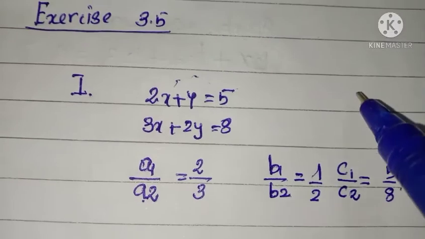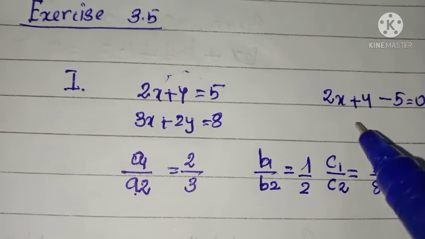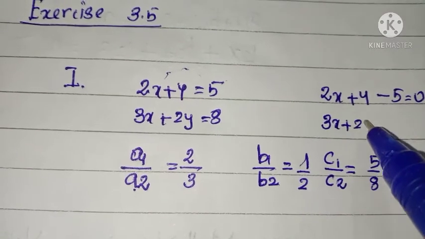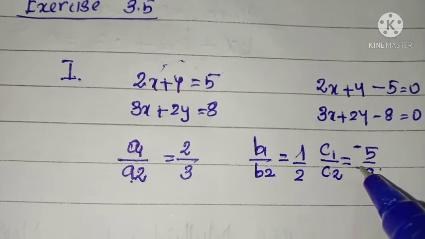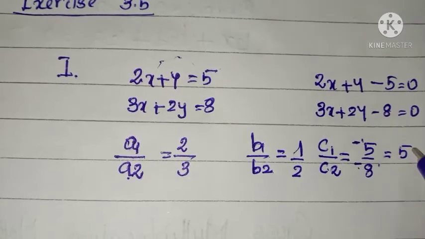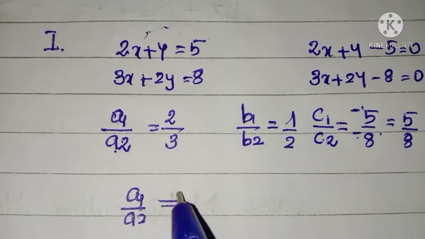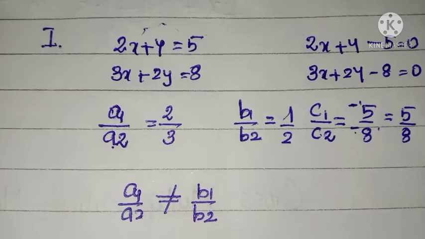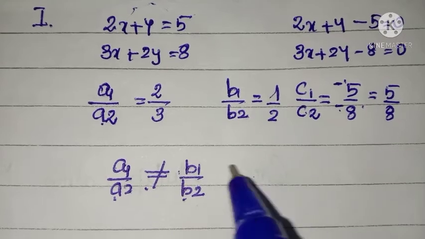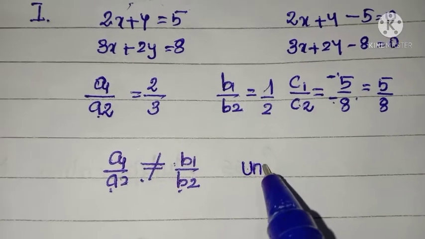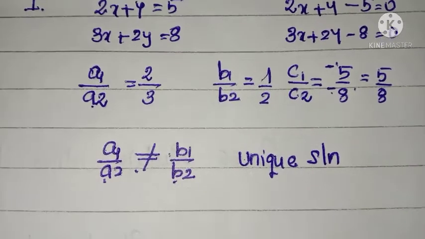If we rewrite this as 2x plus y minus 5 equal to 0 and 3x plus 2y minus 8 equal to 0, we can see that the constant term is actually minus 5 by minus 8, which is the same as 5 by 8. Anyway, a1 by a2 is not equal to b1 by b2. If a1 by a2 is not equal to b1 by b2, then the given pair of linear equations has a unique solution. Unique solution means one and only one solution.